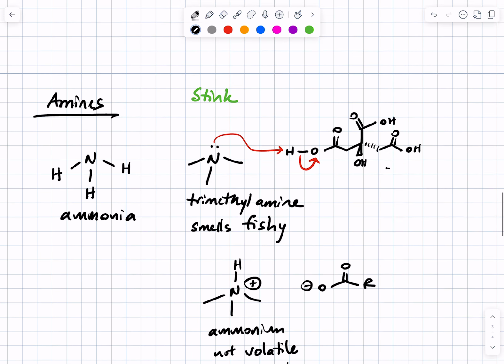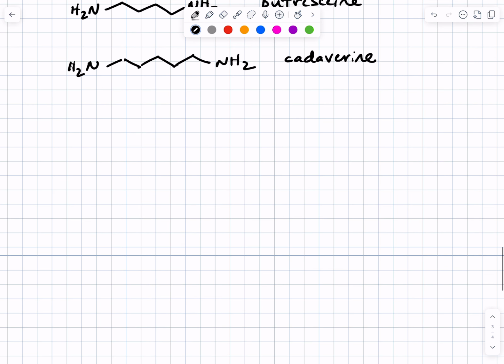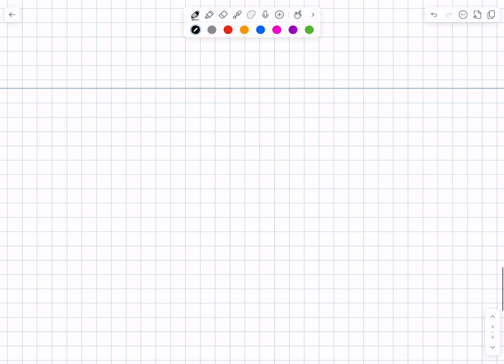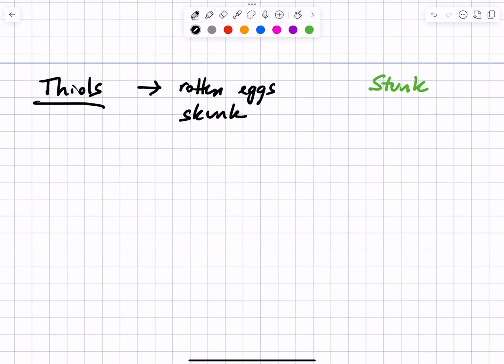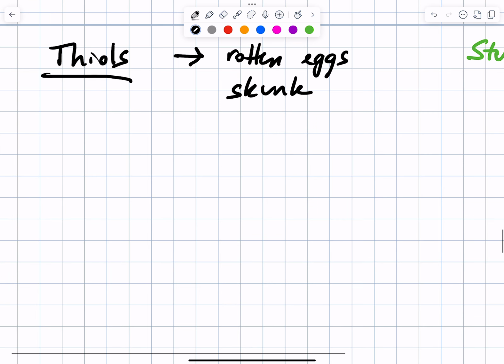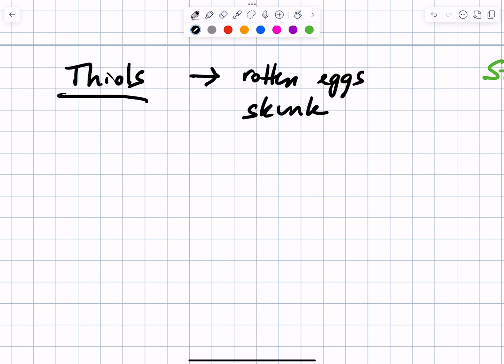Now, that was stank. We got one more, and that is the stunk category. Stink, stank, stunk. Those are the thiols. And these basically smell like rotten eggs or skunk. Skunk stunk. So here are some molecules that are present in skunk spray.